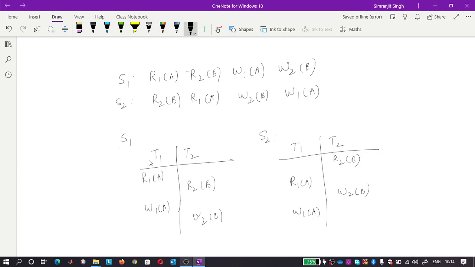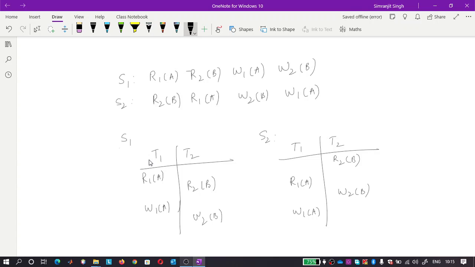Suppose we have three or four transactions, so that will further increase the number of serial schedules. Before getting to the answer, it is not practical that you generate all the serial schedules and then try to match the conflict equivalency. That will be a lot more hectic. Okay, so there is a way that you can avoid that.